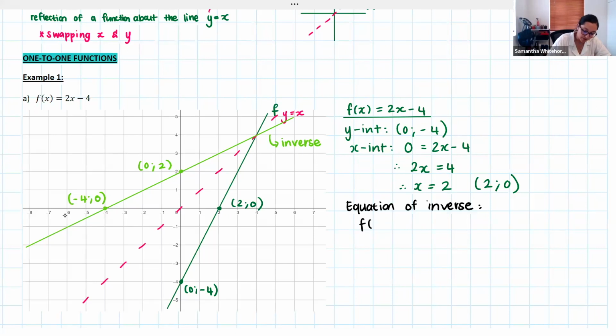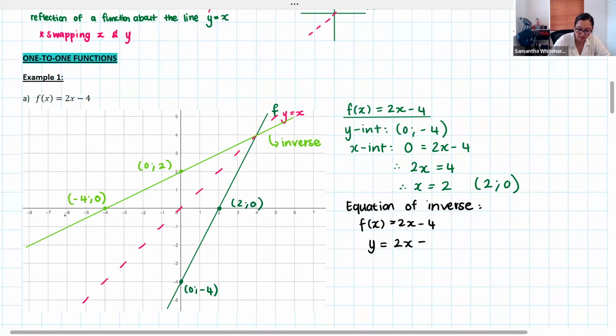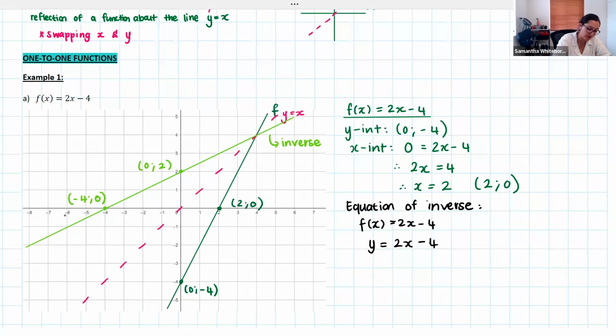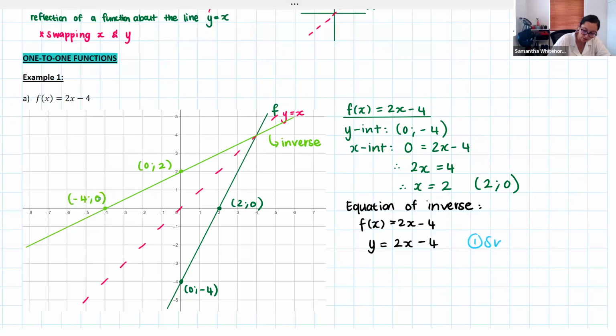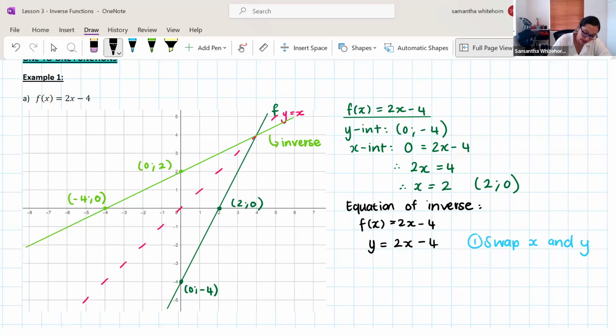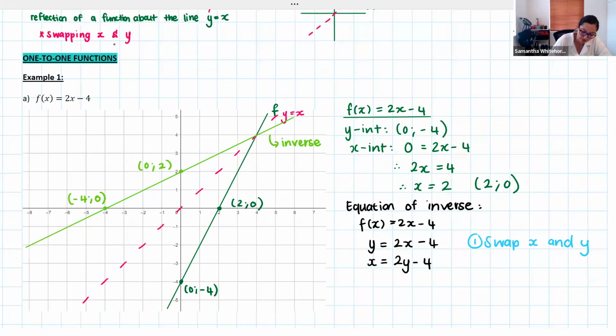So firstly, our original was f of x is equal to 2x minus 4. Please remember f of x is just a fancy way of saying y. So we've got y is equal to 2x minus 4. That's the equation we're working with. So the first thing that you need to do is swap x and y. And remember that was the basis of this reflection. When we swap x and y, we're reflecting about the line y equals x. So in swapping x and y, I now get x is equal to 2y minus 4. You quite literally just swap the positions of the variables.